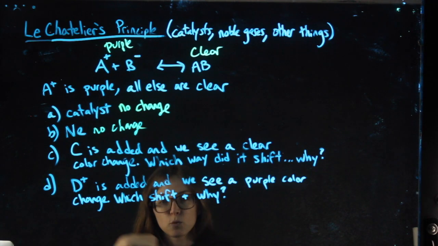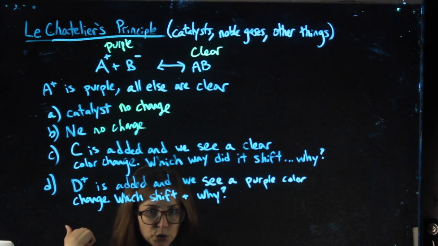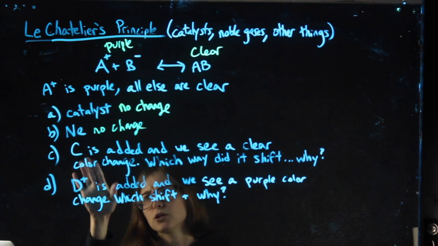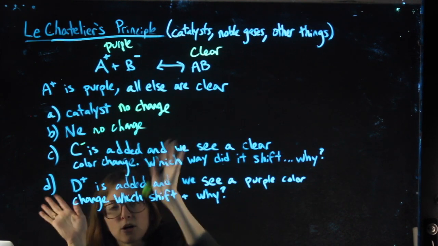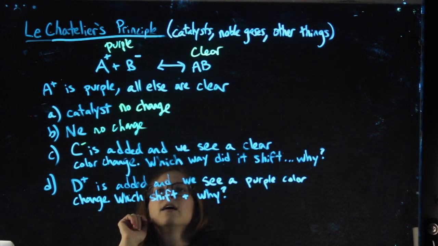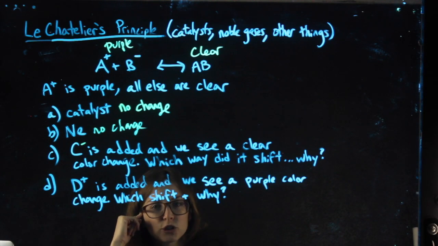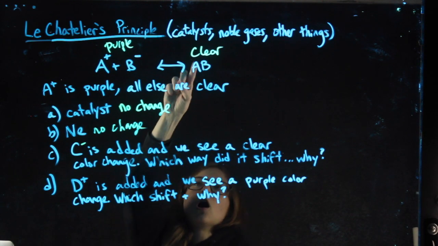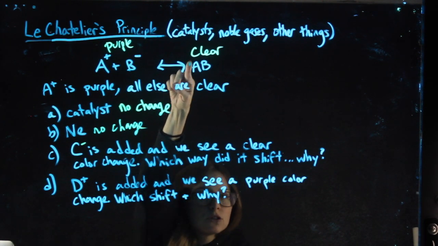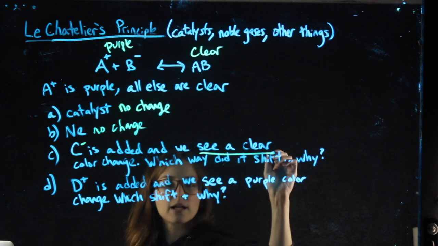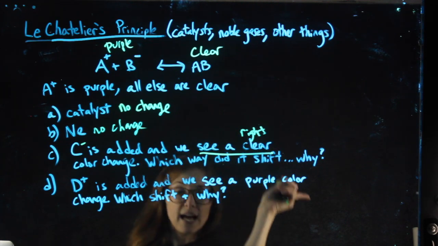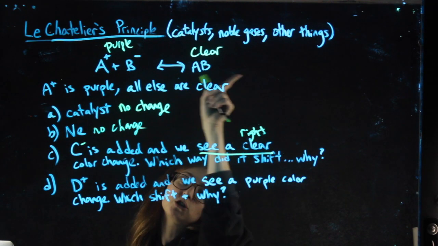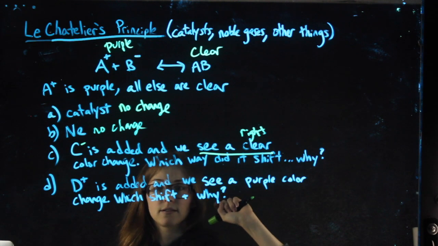There are these other type of questions where I tell you the color change and I ask you to explain it to me. So let's see. C minus is added, or even maybe it's C plus, it doesn't matter. Something, X is added, and we see a clear color change. Which way did it shift and why? So ignoring the question, the right side is clear. So if I saw clear, that means it must have shifted right, because whatever side it shifts to is the color I see. So if I saw clear, it's because it shifted right.